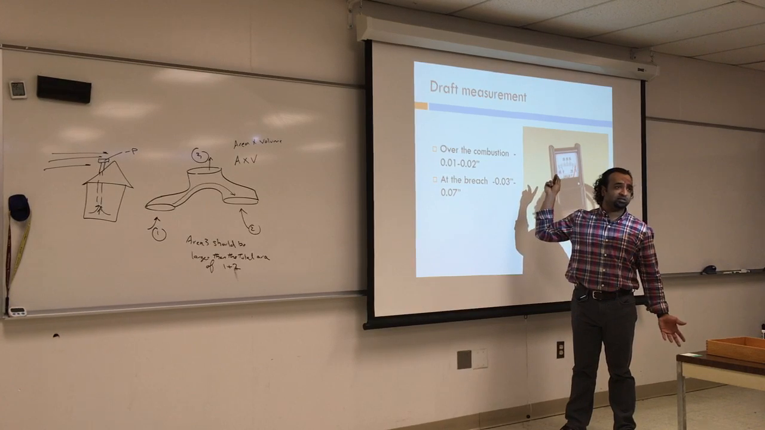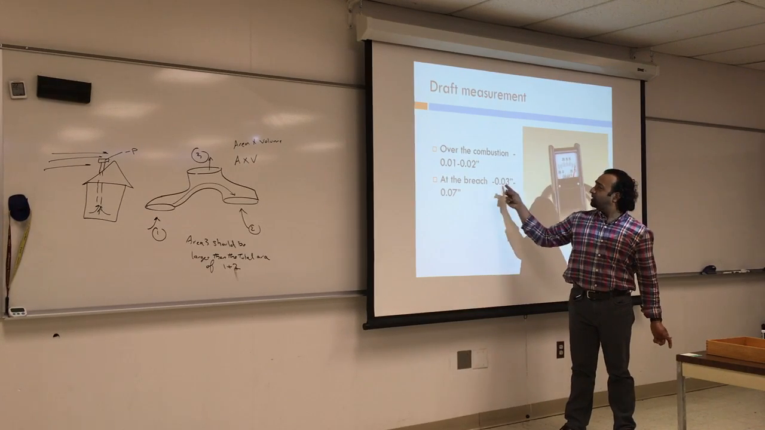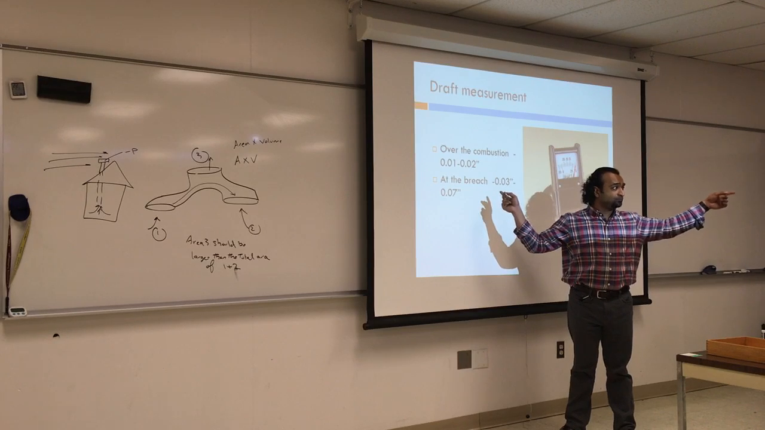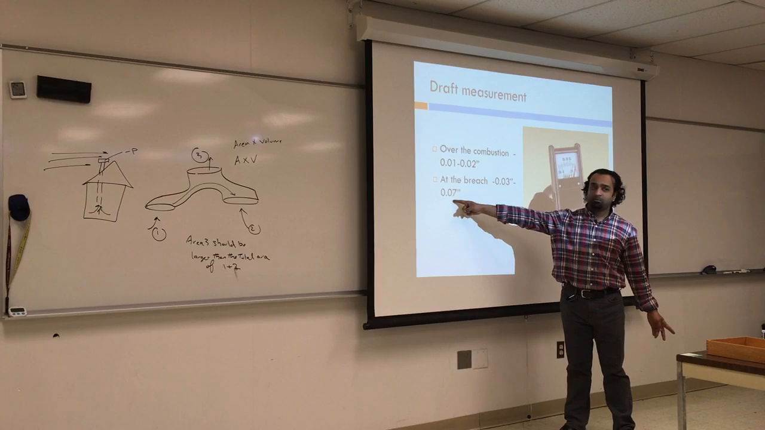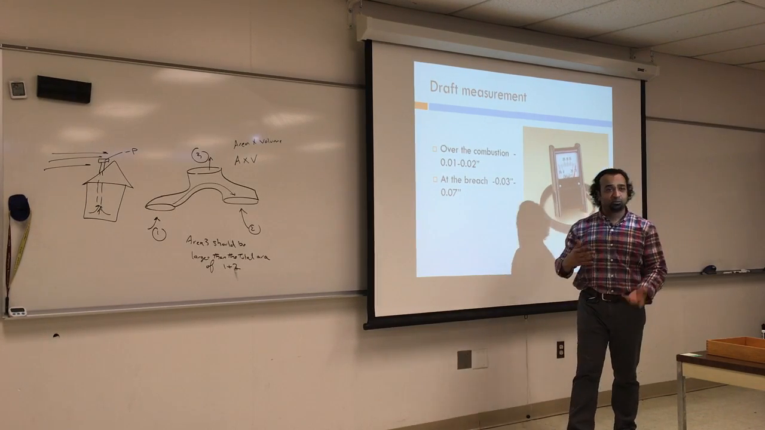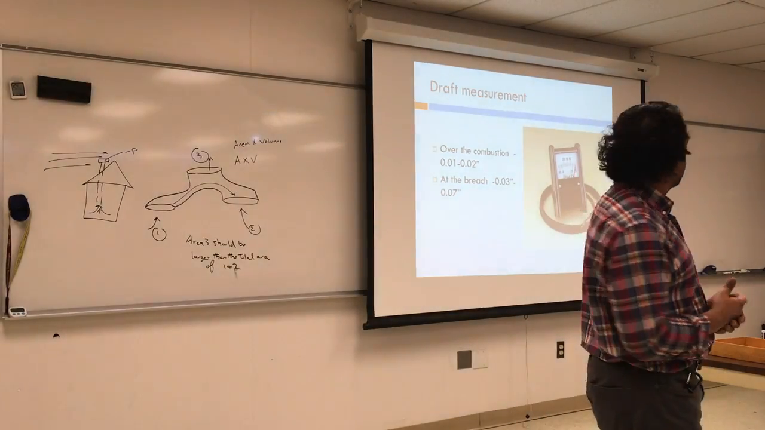It has been the same since God knows when. At the breech, at the flue pipe, which is outside, it should be between -3 and -0.7. So if you subtract between them, you should be getting something between 0.02 and 0.05 as maximum difference.